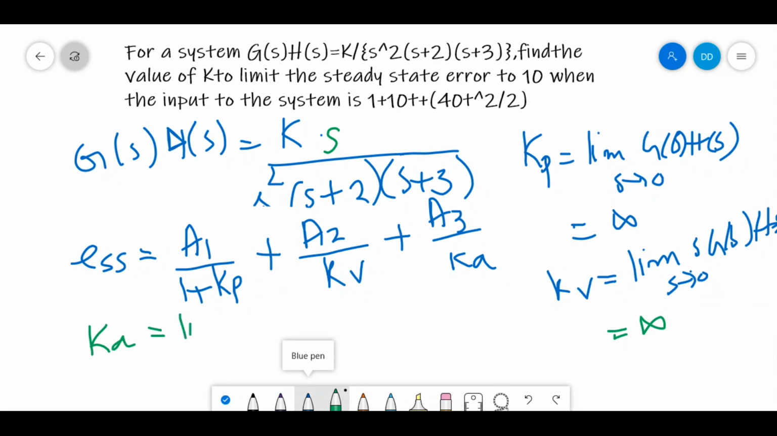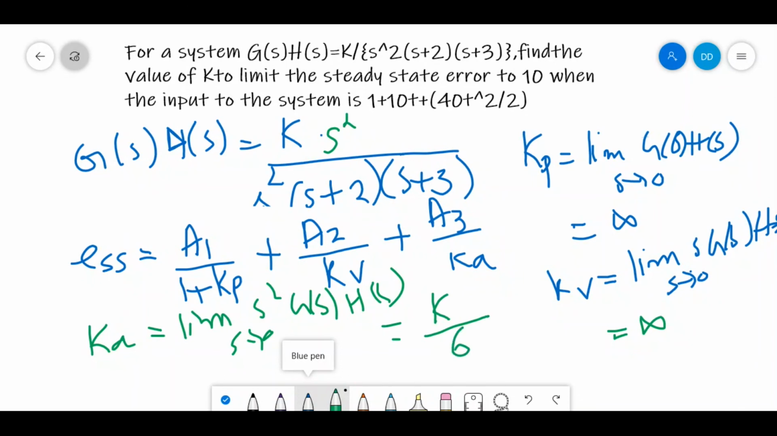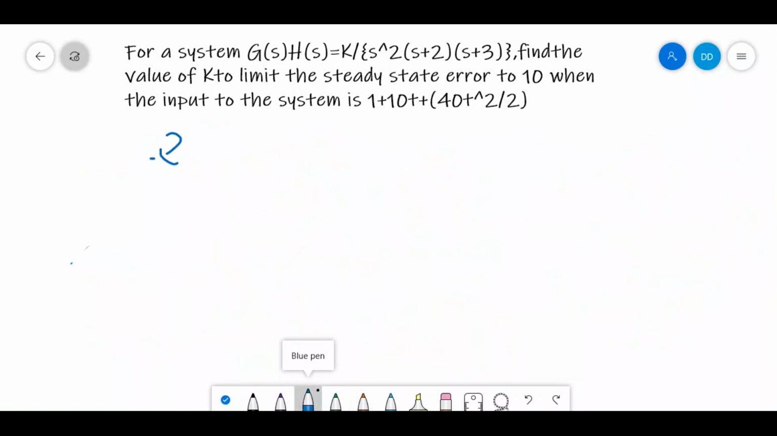The last one is the acceleration error constant, which is Ka. It is limit s square G(s)H(s) as s tends to 0. If we substitute s square in this particular transfer function, s square and s square get cancelled, and on substituting s equal to 0, we get K divided by 6. So we'll substitute Kp, Ka and Kv values in ESS and we will find the value of K which will limit the steady state error to 10.